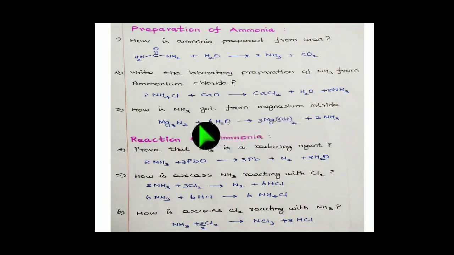How is ammonia got from magnesium nitride? Magnesium nitride, what's the formula? Mg3N2. The magnesium nitride with water. By heating we can get ammonia, and the byproduct is magnesium hydroxide, Mg(OH)2.